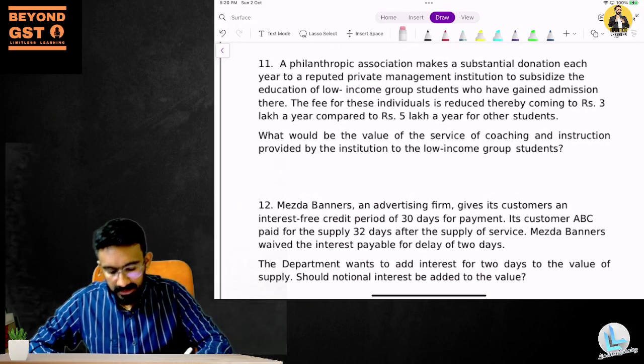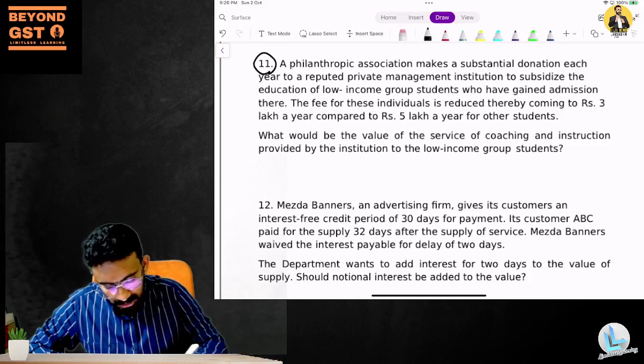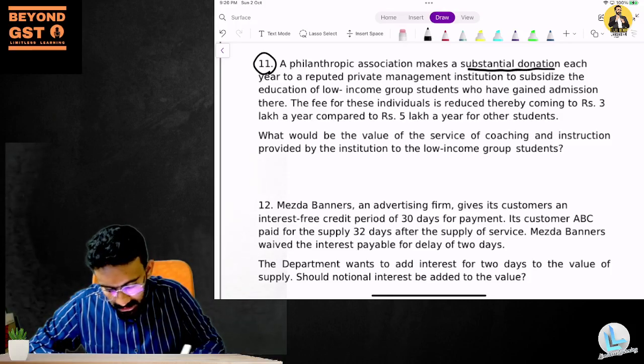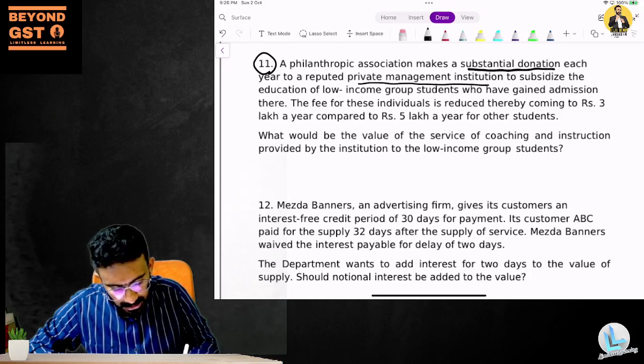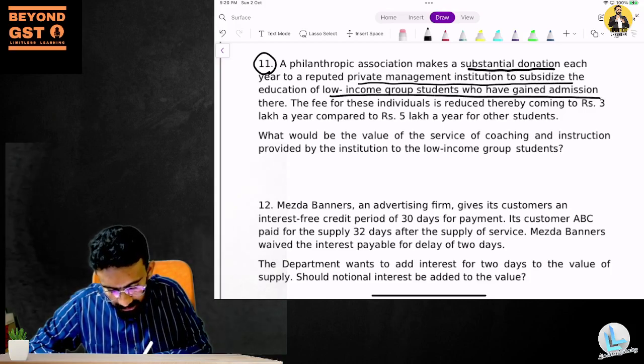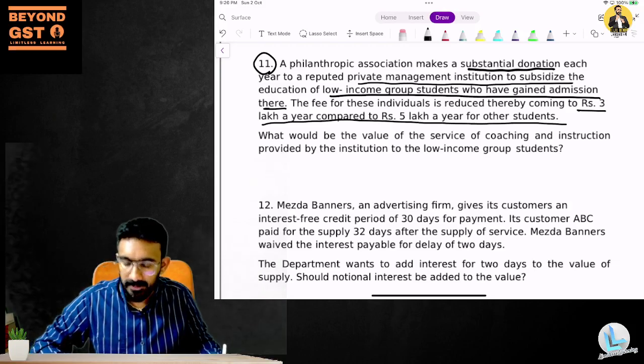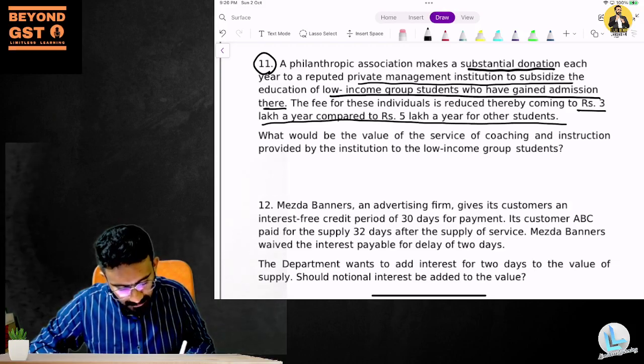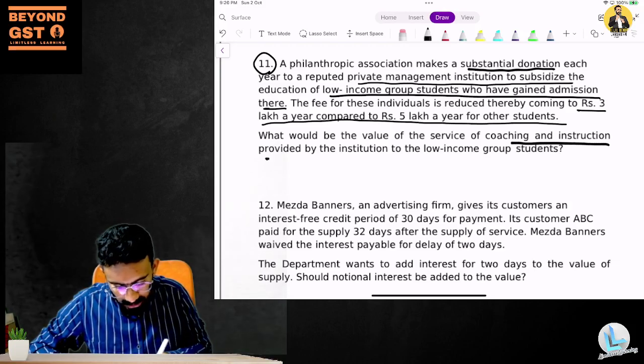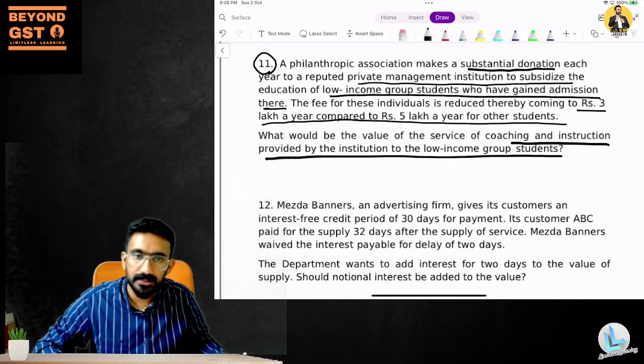Question number 11. A philanthropic association makes substantial donation each year to a reputed private management institution to subsidize the education of low-income group students who have gained admission there. The fee for these students is reduced, thereby coming to 3 lakh a year compared to 5 lakh a year for other students. What would be the value of service of coaching and instruction provided by institution to low-income group students?